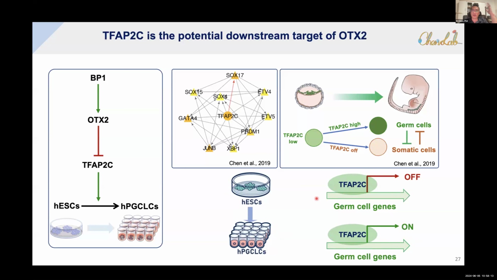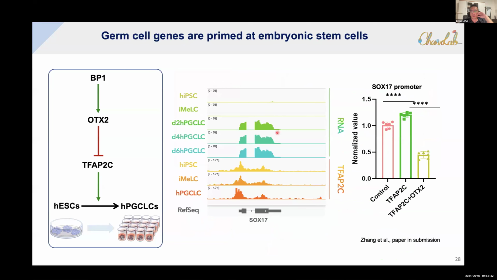But we didn't know at the time why the binding of TFAP2C doesn't lead to the expression of the germ cell genes. So in this project, we think that probably OTS2 is the one that suppresses the function of TFAP2C at these early stages. So in order to prove this hypothesis, we use the gene SOX17 as a reporter to test whether the binding of TFAP2C could promote the expression of SOX17 and whether the co-expression of TFAP2C and OTS2 will suppress the expression of SOX17.